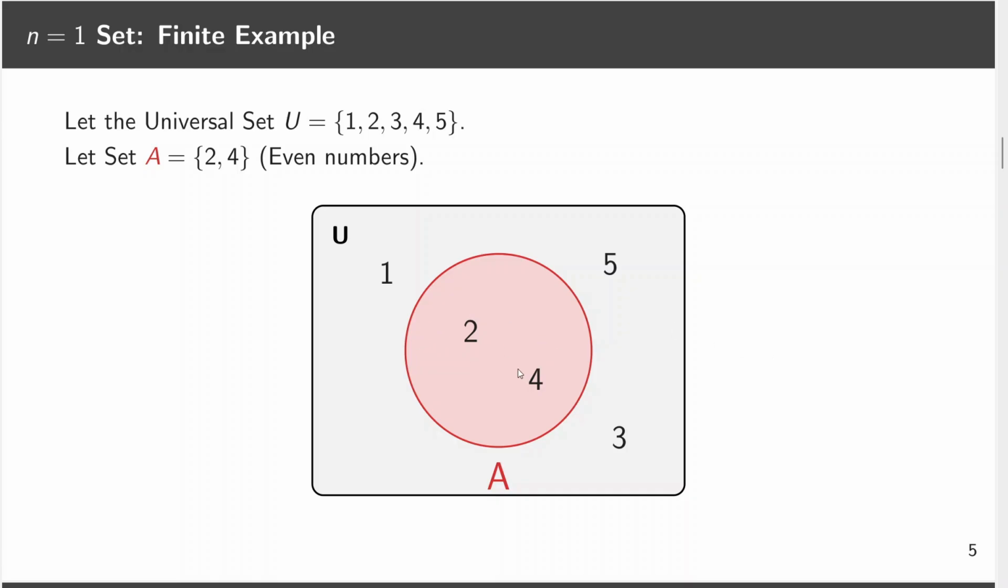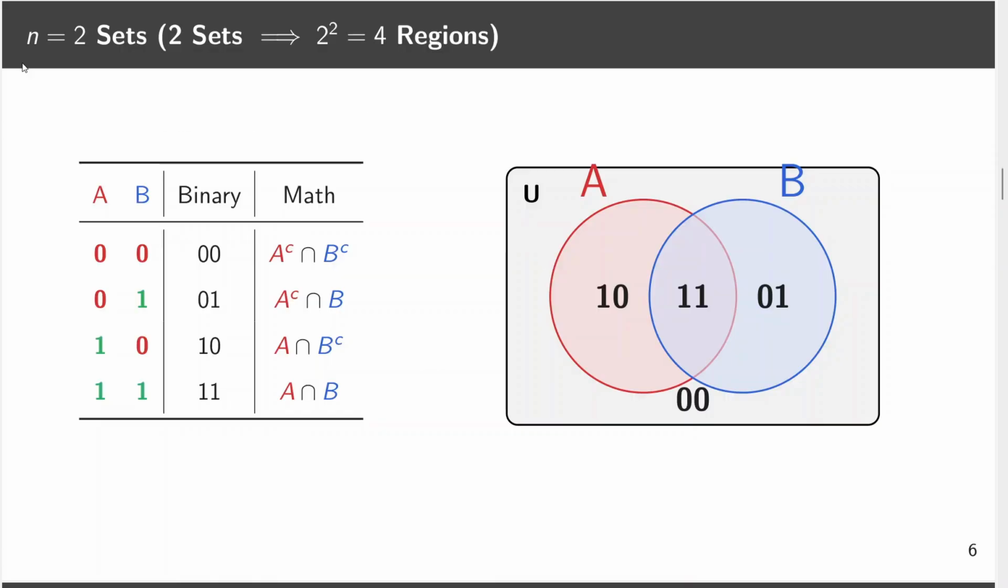1, 3, and 5 live in A complement. Nothing is missing. Nothing overlaps. The partition is perfect, and that is where we'll pause for now. Now we are ready to take the next step. We are going to add a second set.